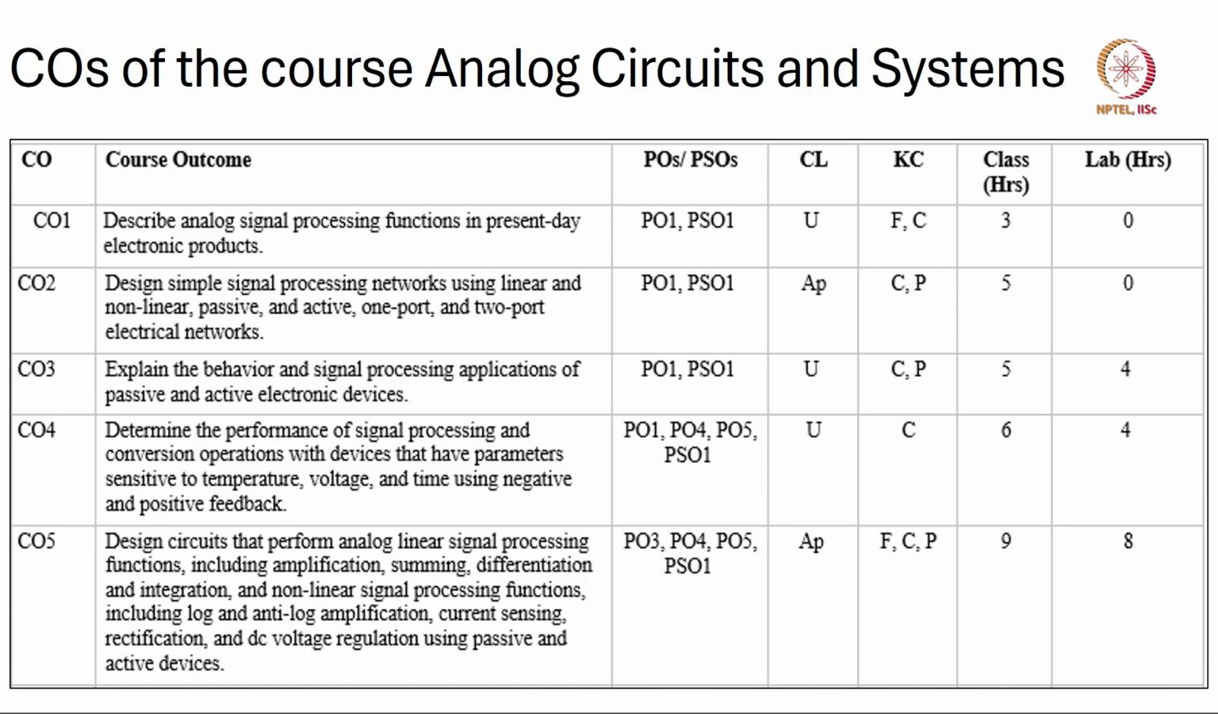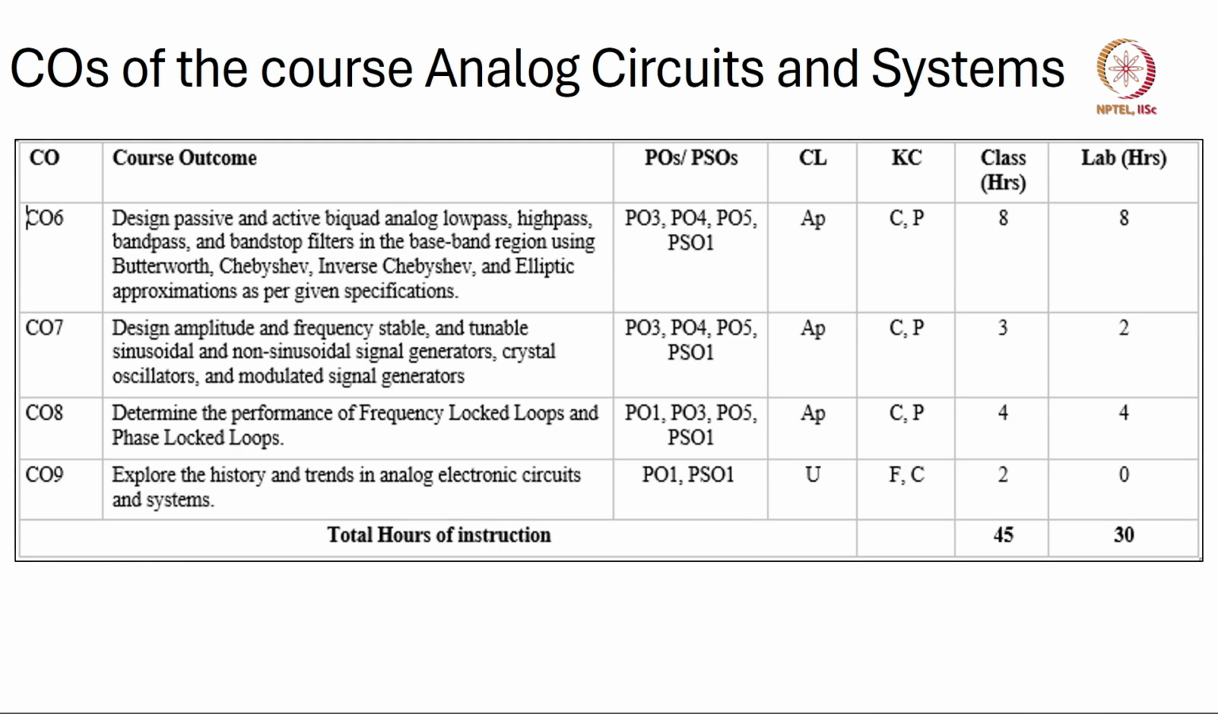So when we are writing the course outcomes, probably we need to tag them with cognitive levels and knowledge categories, and also specify how many classes we are spending on those course outcomes, and if there is a lab component or not. If I move ahead, basically this course, which is titled Analog Circuits and System, has 9 course outcomes, and a total of 45 hours are devoted as far as classroom hours of teaching learning is concerned, and there are 30 lab hours. Okay, so in all 75 hours are allocated for this particular course.